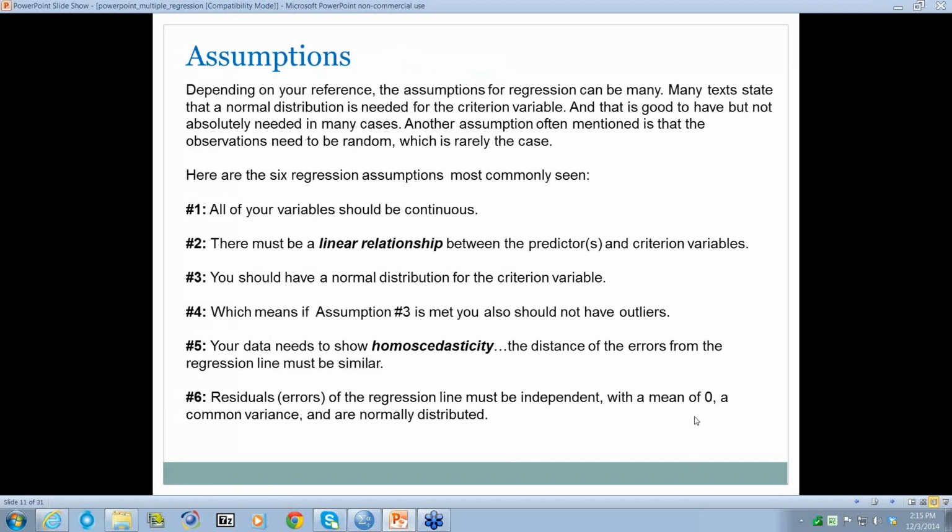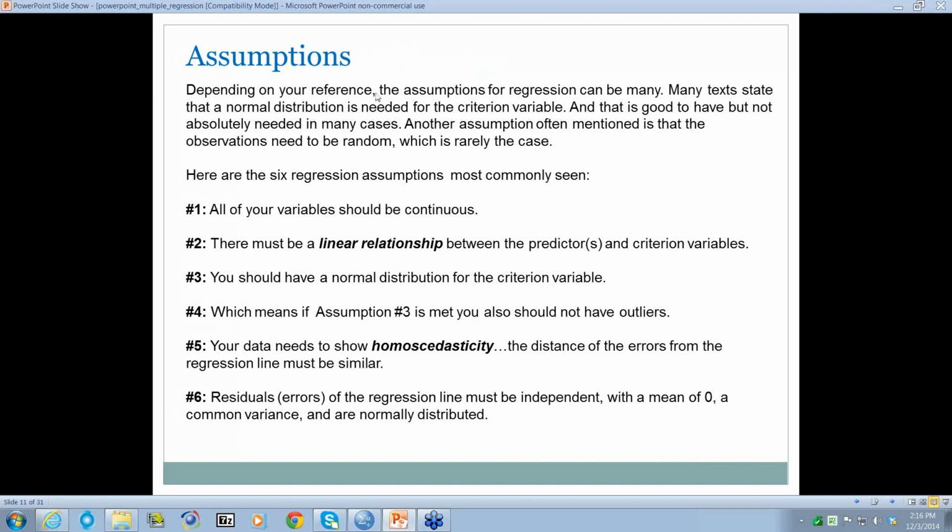Oh, so we have a lot of assumptions. You have to assume a lot of things. Your data's not lining up nice and pretty on that line. It's scattered about it, you know, so you need to make sure that you're going to have a way of making that line fit in the middle of the data. Depending on your reference, whatever book you're reading or whatever website you're looking at or whatever professor you're listening to, the assumptions for regression can be many.